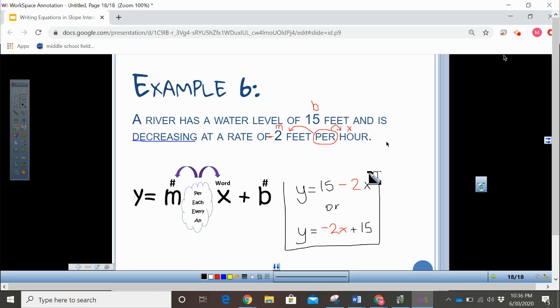So here are the two ways you could write this equation. y equals 15 minus 2x. I start with 15 and I'm decreasing 2 feet per hour. Or y equals negative 2x plus 15. It's the exact same thing.